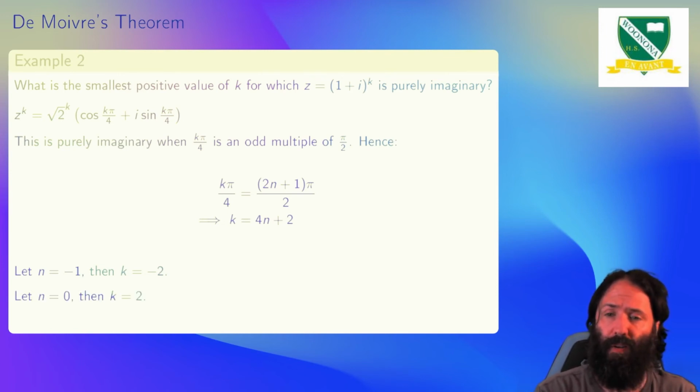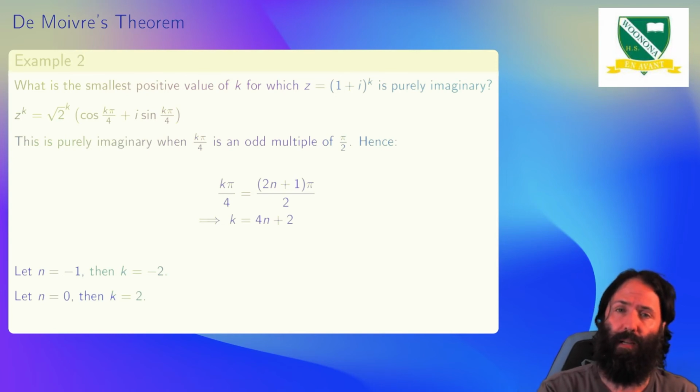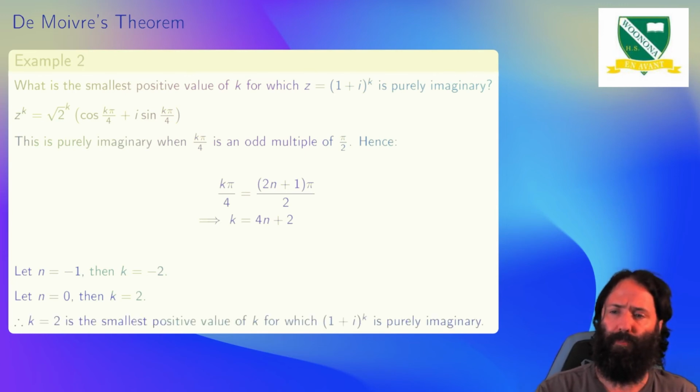That's going to be the smallest value because k was negative when we had n equals -1, and now it's suddenly positive. So that's the smallest positive value for which 1 plus i to the k is purely imaginary. So we've solved the problem.